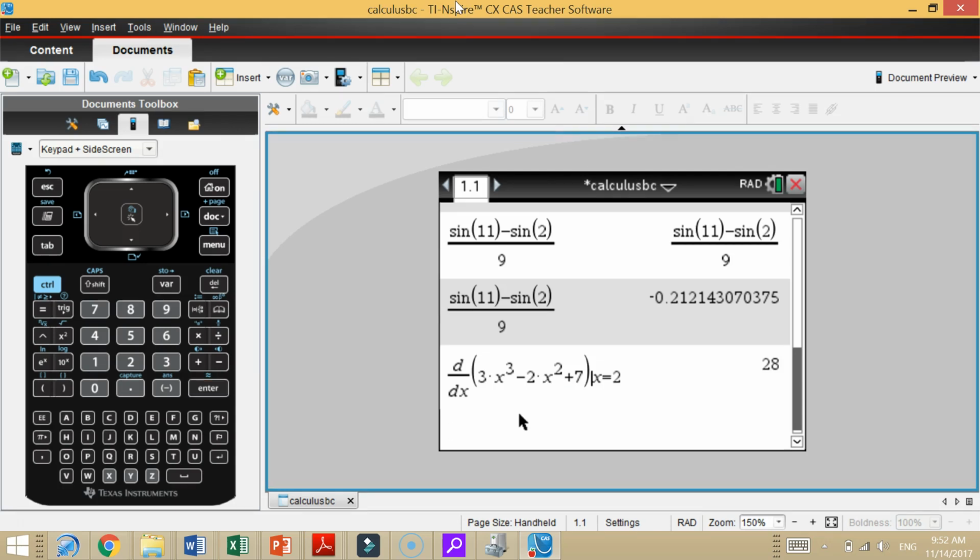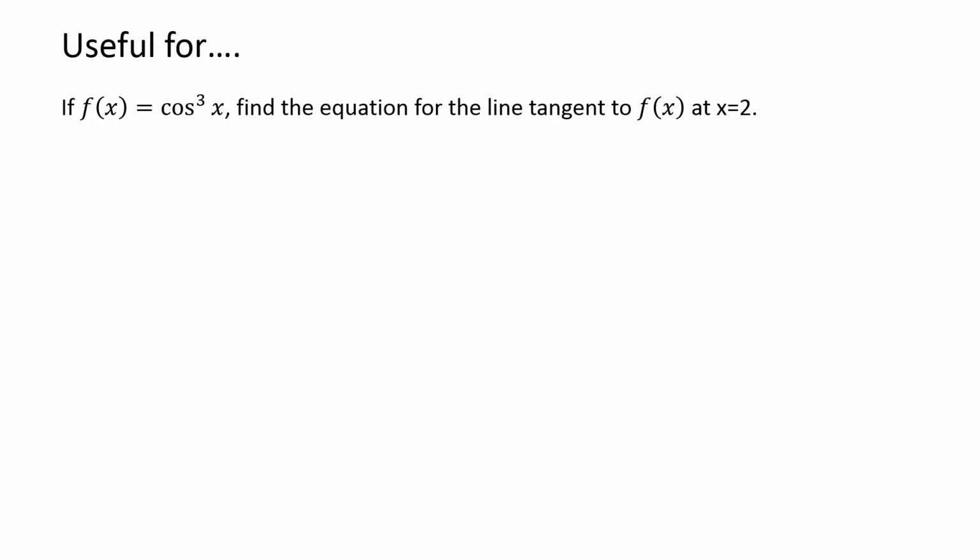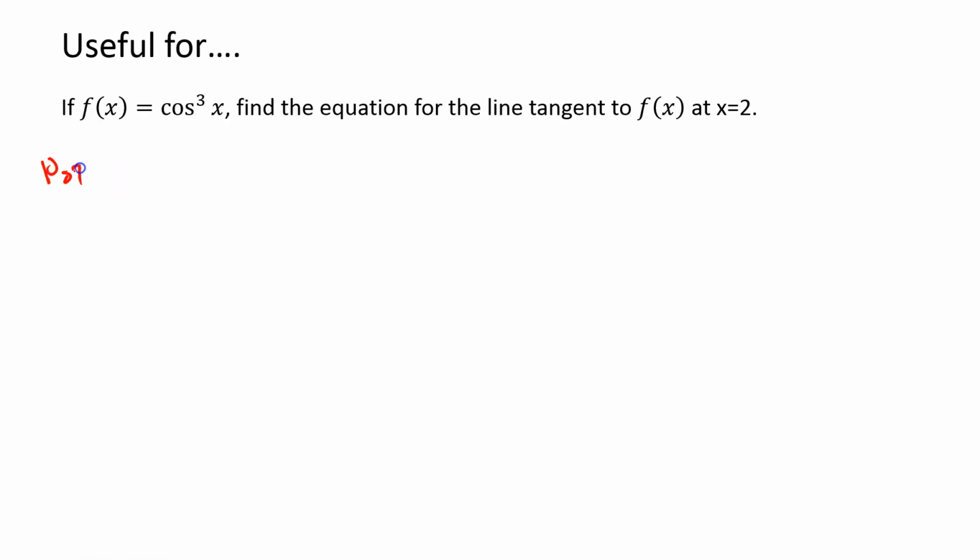So let's see how this can be applied. So f of x equals cosine cubed x. They want us to find the equation for the line tangent to f of x at x equals 2. So cosine cubed x, we could probably do the derivative of that, right? It would be chain rule, right? The 3 would come to the front, and then we multiply by negative sine x. But the calculator would do it all for us. So we need a point and a slope for the tangent line.